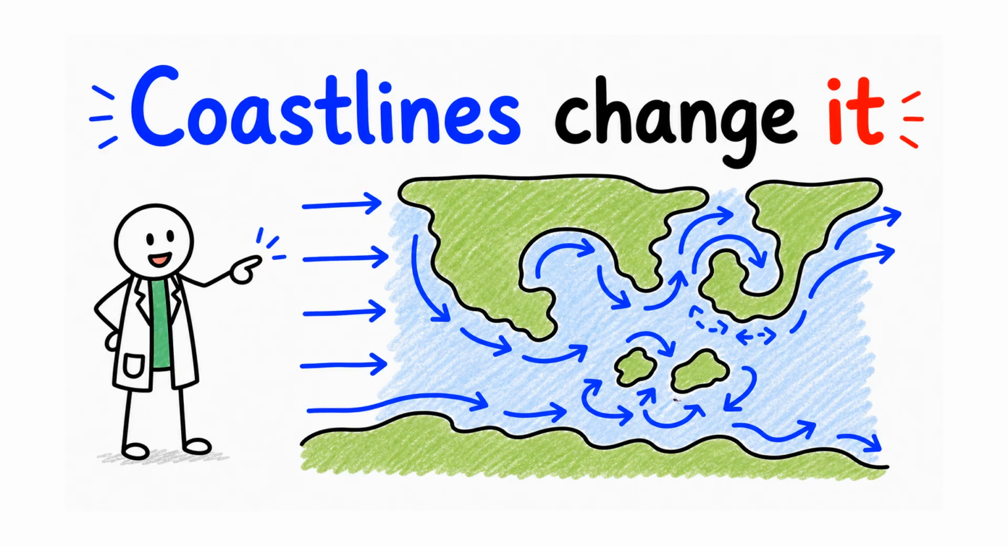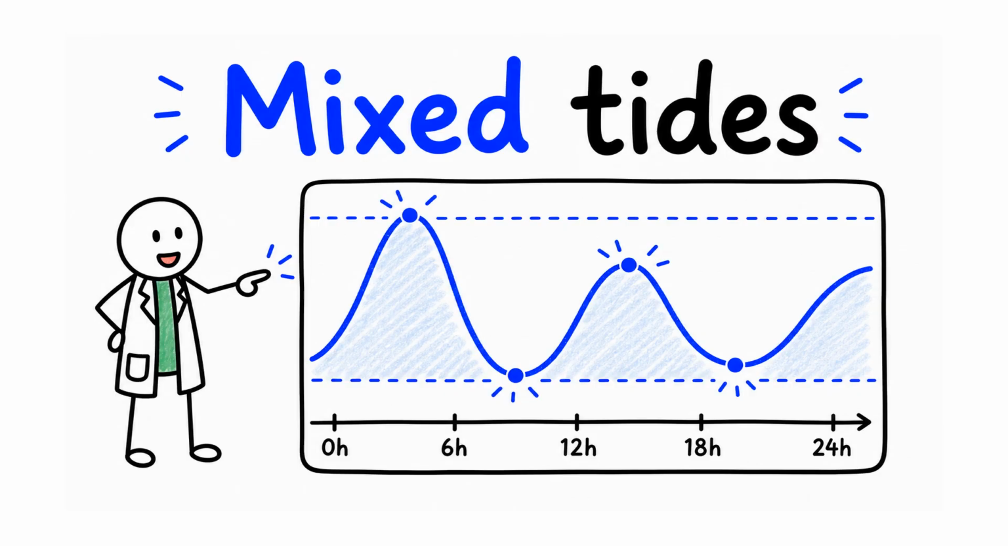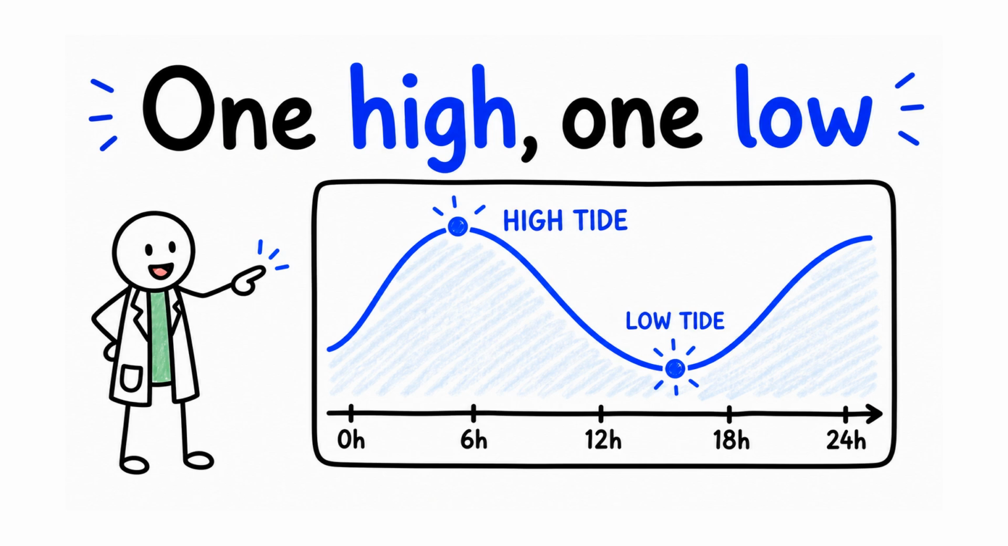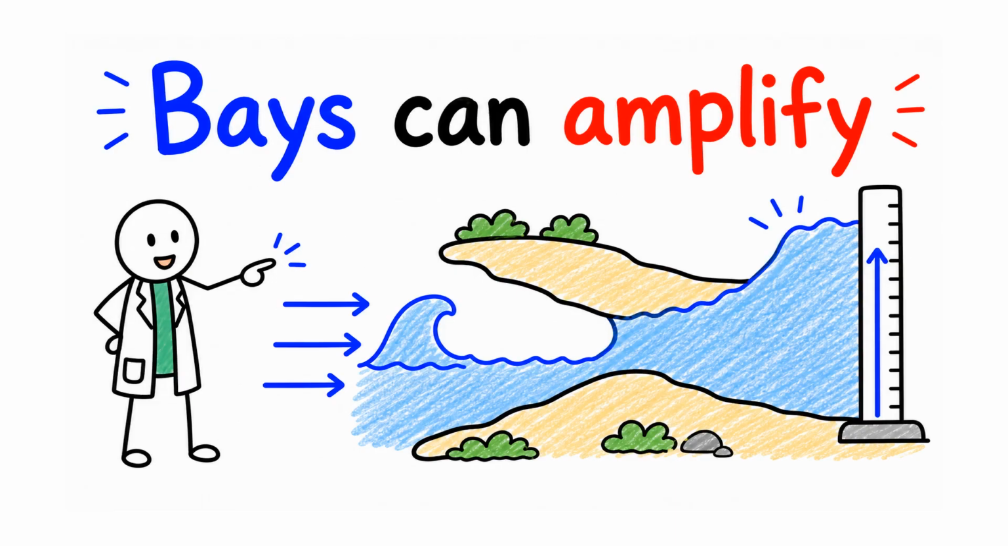Now add real coastlines, and the neat model gets beautifully messy. Some places get two similar high tides each lunar day. Some places get two uneven high tides. And some places get only one high tide and one low tide in a lunar day. That does not break the physics. It shows how ocean basins reshape the signal.